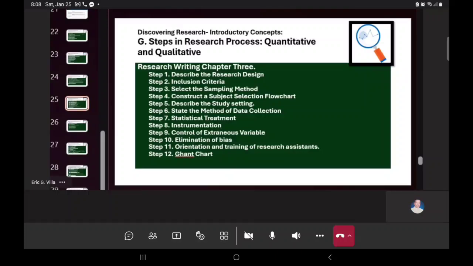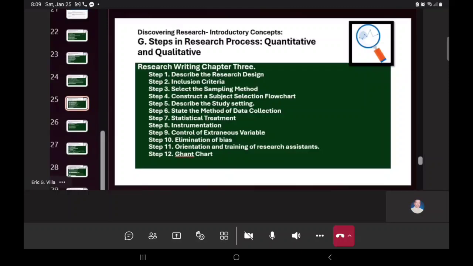If project timeline management is necessary, we use what we call a Gantt chart, no? This provides a visual project timeline and also provides task scheduling and resource allocations, and also provides progress tracking and milestone identifications.